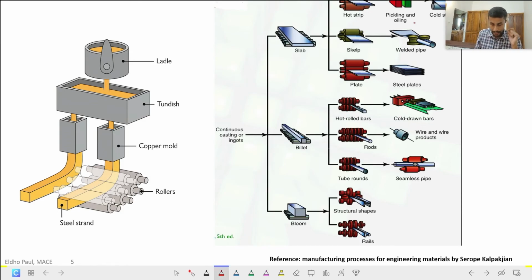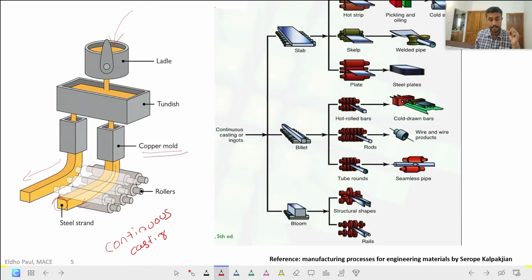This is a continuous casting process. You already studied the continuous casting process. In continuous casting, we pour the molten material using the ladle into the tundish, and when we open the tundish from the bottom, the molten material flows into the copper mold. The copper mold gives the cross section of the final cast product, and we allow the molten material to solidify in the copper mold. Then using some rollers, we take out the final product from the continuous casting setup. Finally we get a continuous casting raw material with a rectangular shape and a very long length.